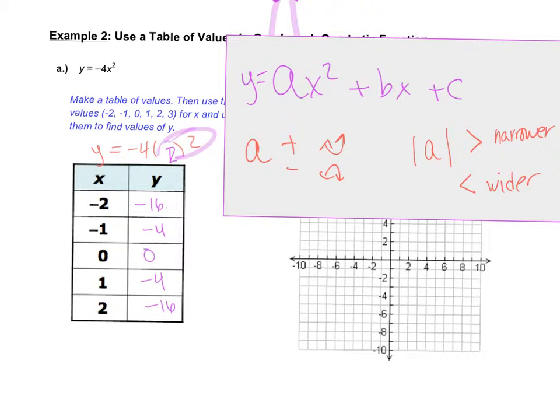So visually, if you wanted to have a way of looking at it, you could say that the bigger the A, the narrower the graph. The smaller the A, the wider the graph.